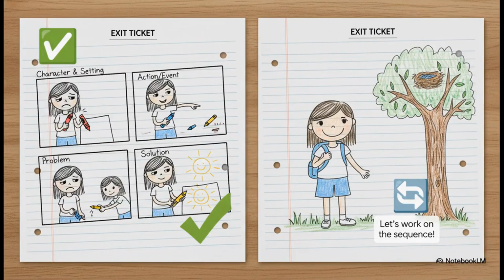On the left, you can see mastery. All 4 story elements are there, in order. But on the right, well, that's that same misconception we talked about, right? A character, but no real story. This tells us exactly who needs a little more support tomorrow.